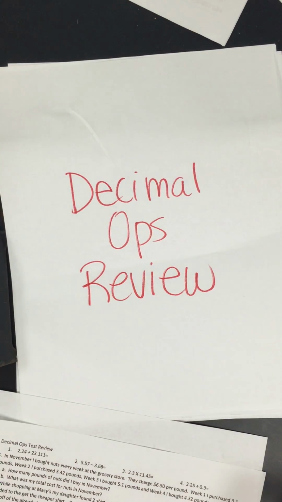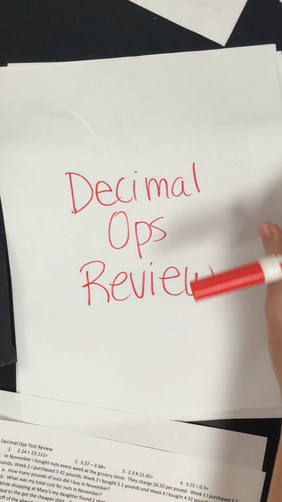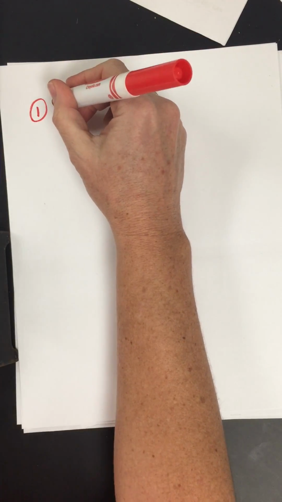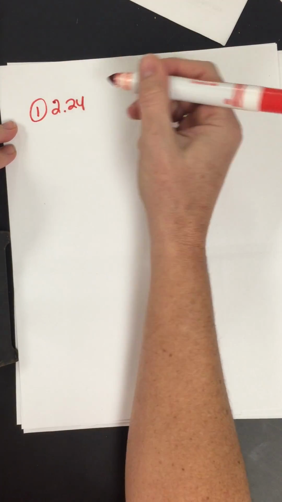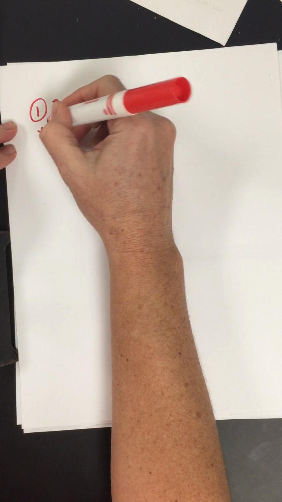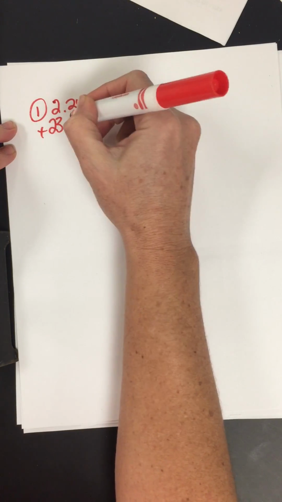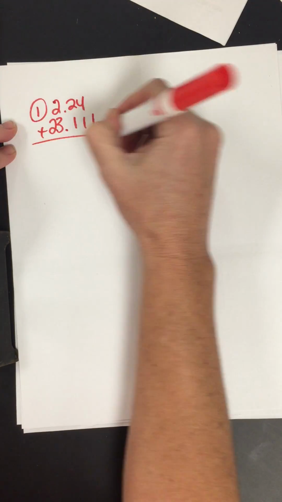Alright, today I'm going to be going over the decimal ops review. We'll start with number 1. 1 through 4 are just the basic ways of adding, subtracting, multiplying, and dividing decimals. When we add decimals, we need to make sure that we line them up.